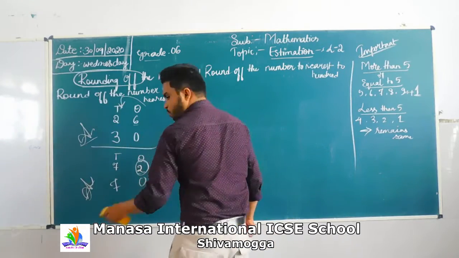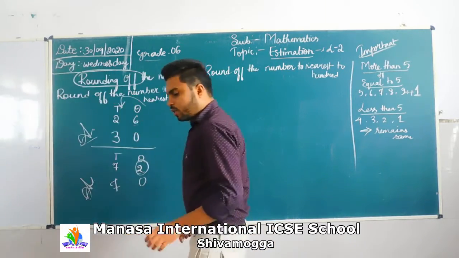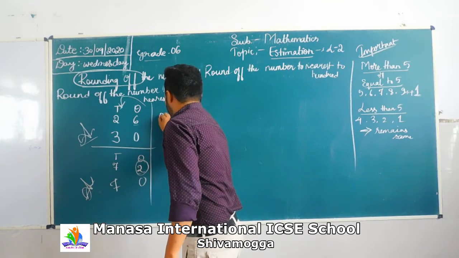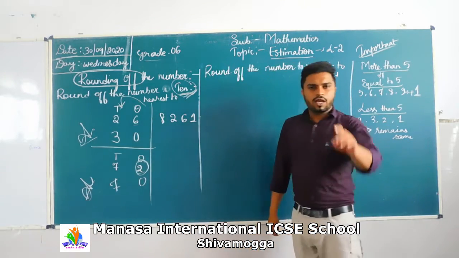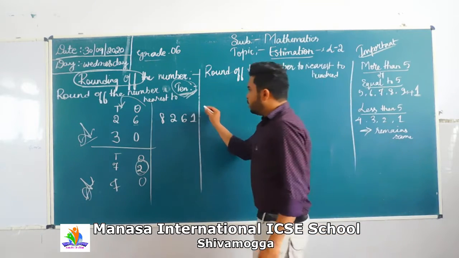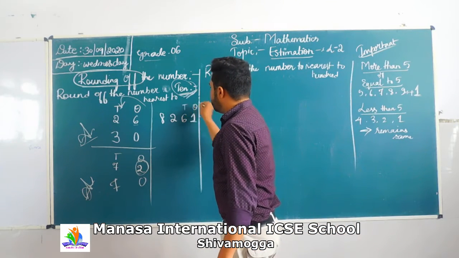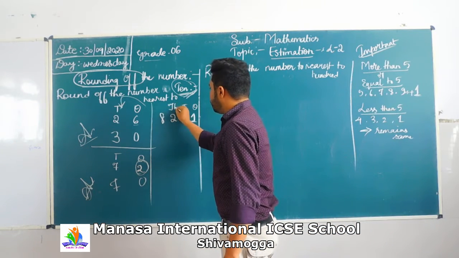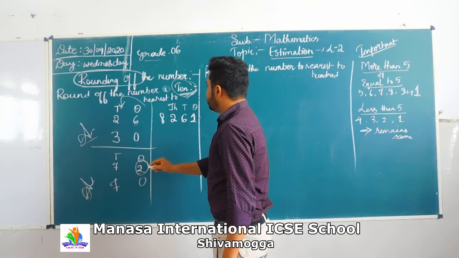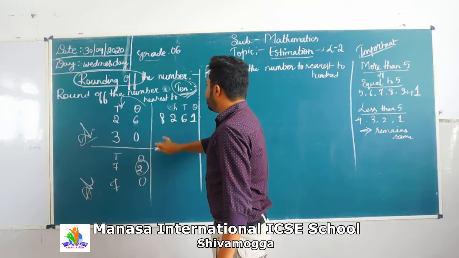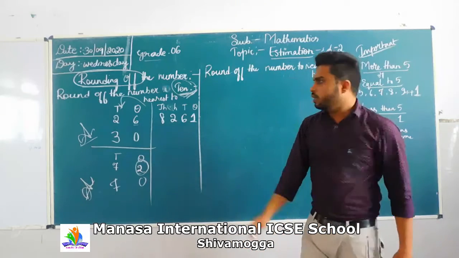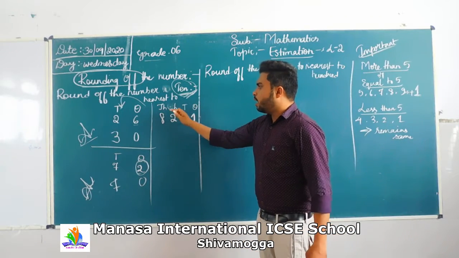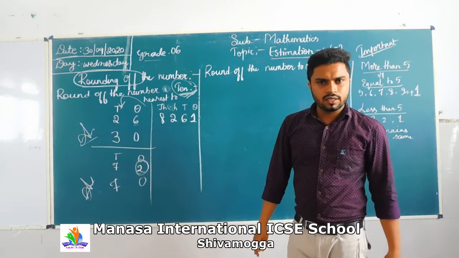I'll show you how to do it. See here, they have given 8, 2, 6, 1. They have given all these things. See these: ones place, tens place, hundreds place, and thousands place. Ones, tens, hundred, thousand.